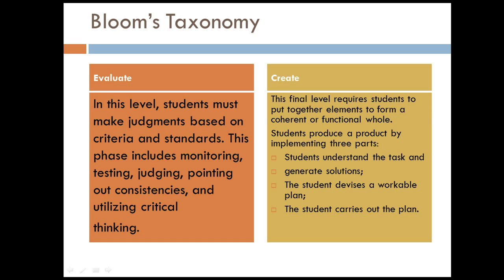If we look again at Bloom's taxonomy, Layer A relates to evaluate and create. Under evaluate, in this level, students must make judgments based on criteria and standards. This phase includes monitoring, testing, judging, pointing out consistencies, and utilizing critical thinking. And create. This final level requires students to put together elements to form a coherent or functional whole. Students produce a product by implementing three parts. They understand the task and generate solutions. The student devises a workable plan, and then the student carries out a plan.